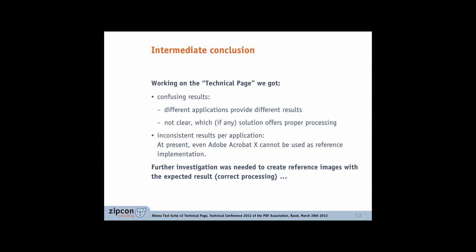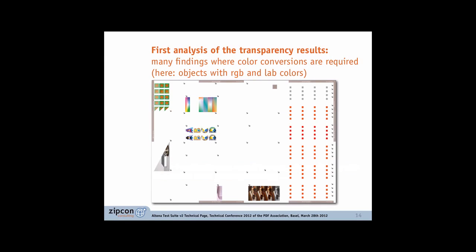So for us, the conclusion was we had to do some further investigation to see what the expected result is and what the proper processing has to be. As a first analysis, we saw that we had many findings. Let's name them findings and not just errors or faults. We had some surprising differences between what we expected and what came out as the result. These are the findings in our terms.